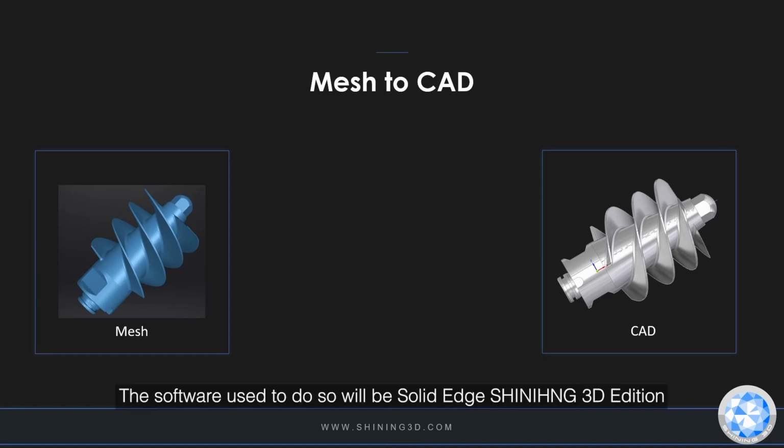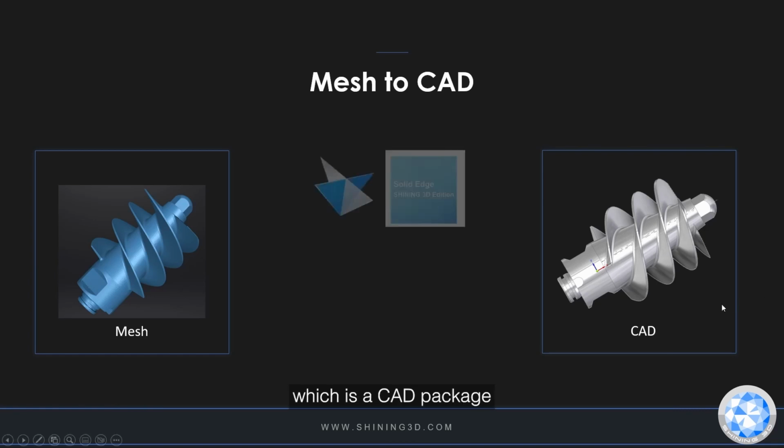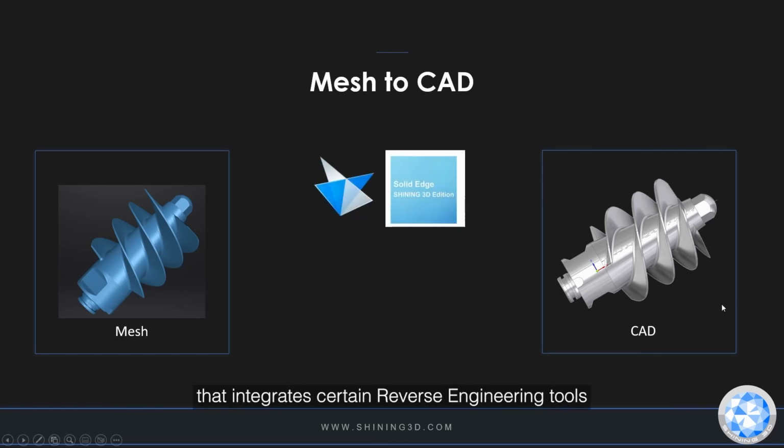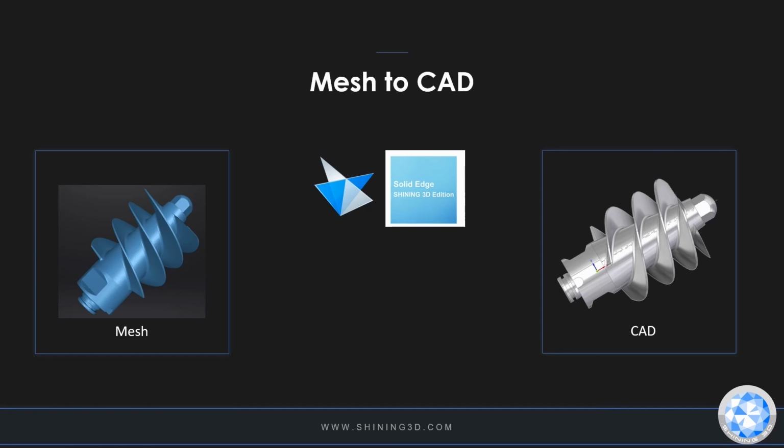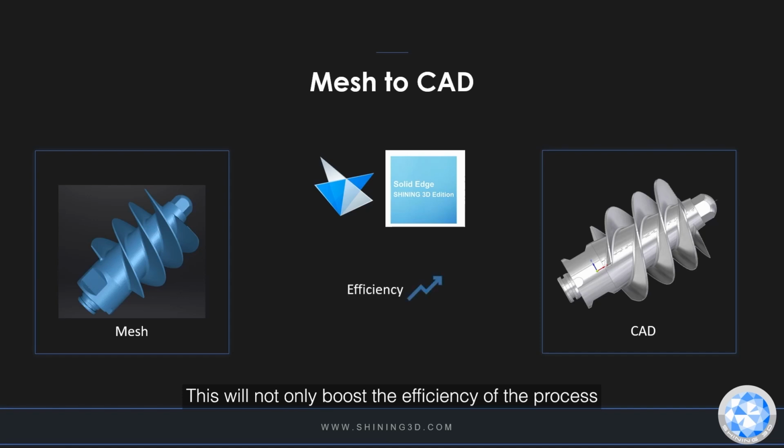The software used to do so will be Solid Edge Shining 3D Edition, which is a CAD package that integrates certain reverse engineering tools that allows us to design using a scan as reference. This will not only boost the efficiency of the process, but also it will improve the accuracy of the results.